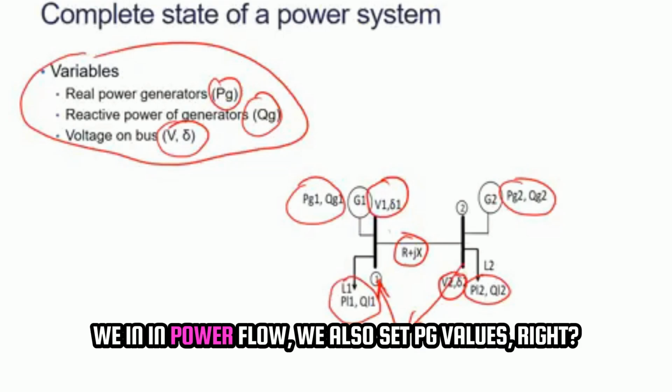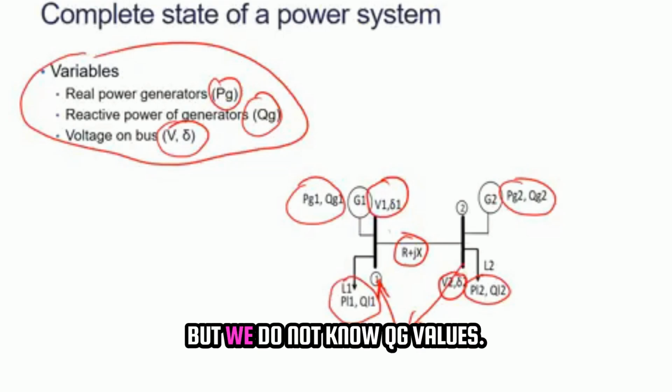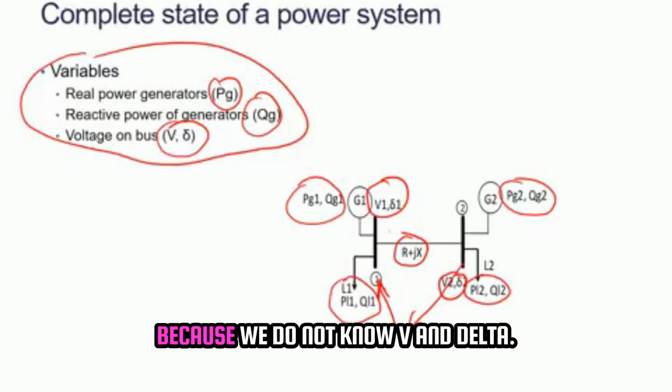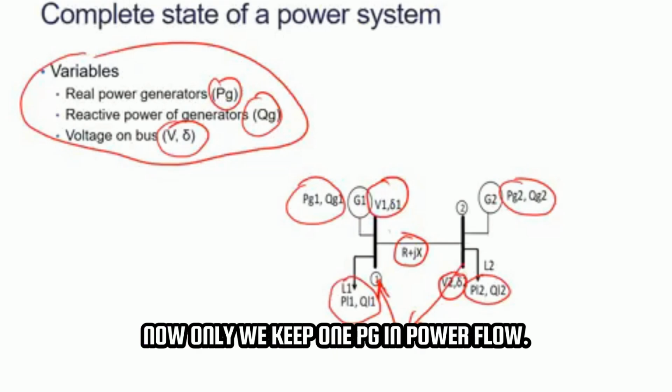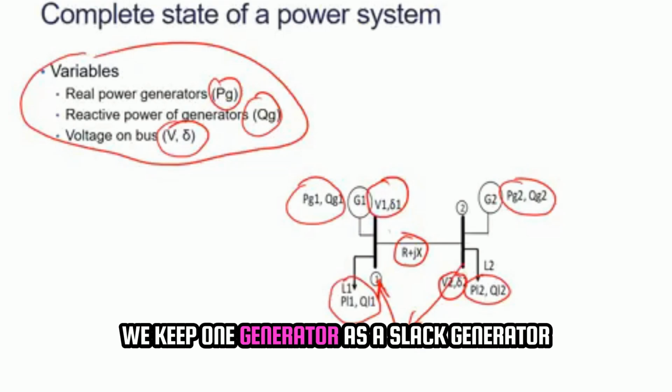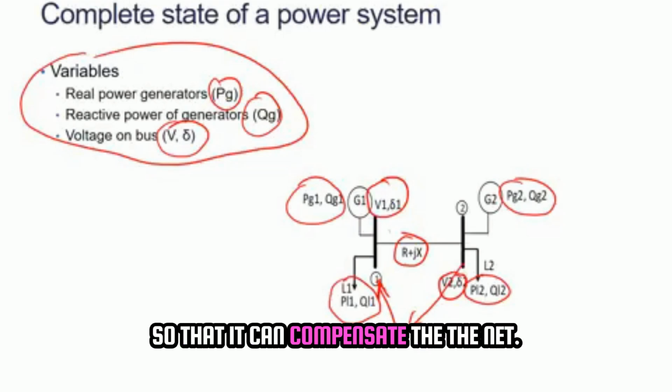In power flow we also set PG values, right? But we do not know QG values. And why do we not know QG values? Because we do not know V and delta, right? Now, we keep only one PG free in power flow. We keep one generator as a slack generator so that it can compensate the net.